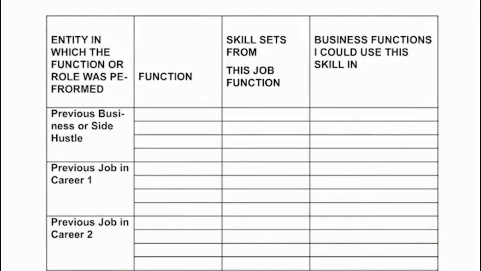Now, after you finish that column, you can go to column 3. And this is what you're going to do in column 3. For each of the various functions you have described in column 2, you are going to list the skill sets that you used to perform that job. Now, I mentioned 4 different roles. We looked at career 1, you had 4 functions that you performed in that. So for each of the functions, now you're going to break them down to skill sets.